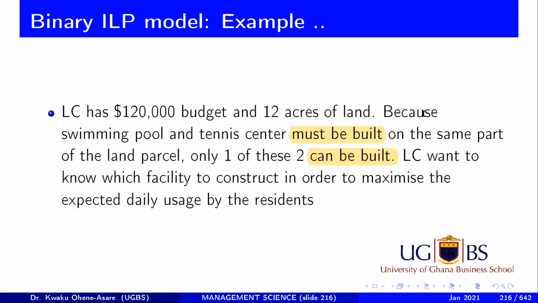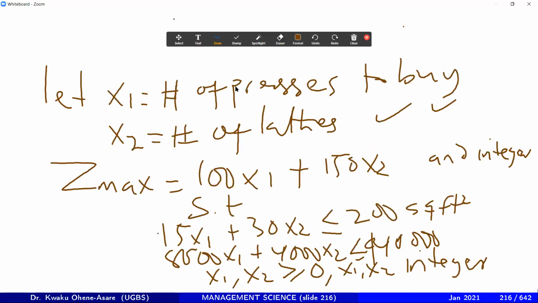The company wants to know which facility to construct. That's important. They want to know which facility to construct in order to maximize the expected daily usage by a resident. Okay. So let's go to the storyline and then try and make sense of this whole scenario. Let's get a page. Okay.